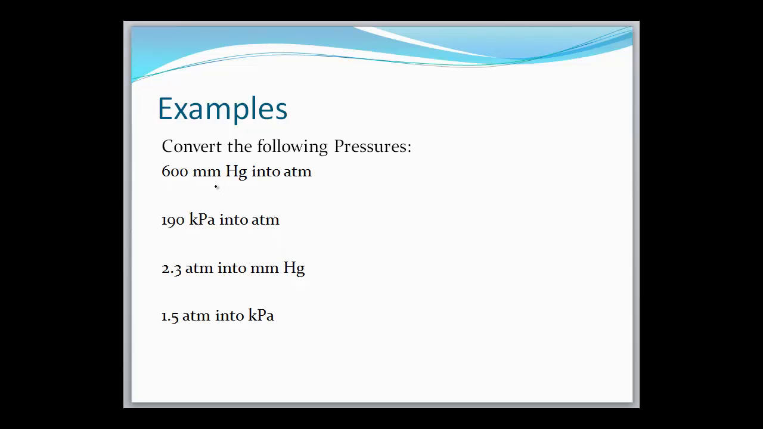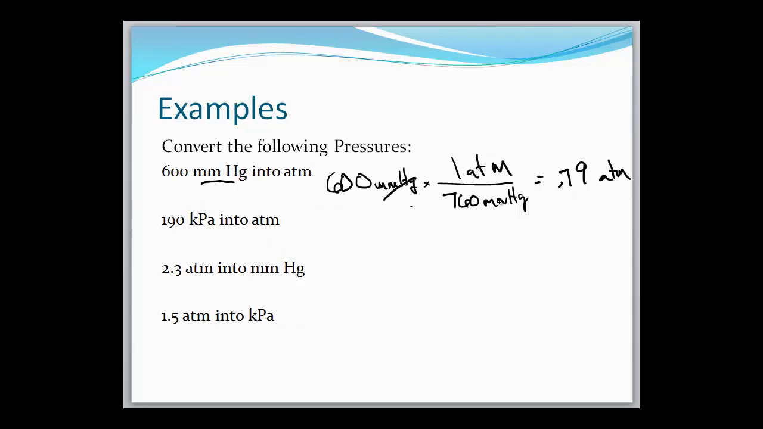Let's just do a couple of quick conversions. Let's convert 600 millimeters of mercury into atmospheres. So 600 millimeters of mercury. How many millimeters of mercury are in an atmosphere? 760. 1 atmosphere. Do the math. 600 divided by 760 gives us 0.79 atmospheres. Millimeters of mercury cancels. Our unit is left over.